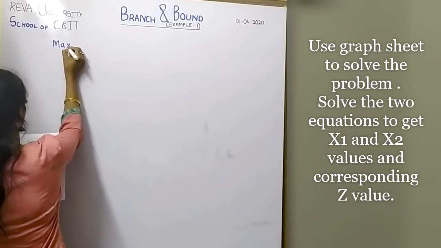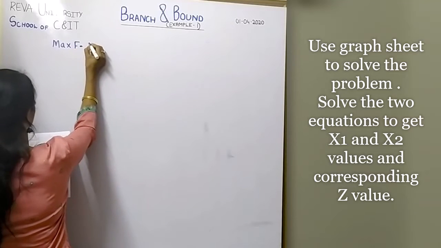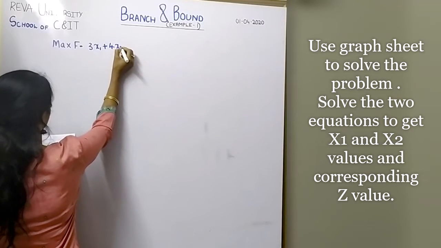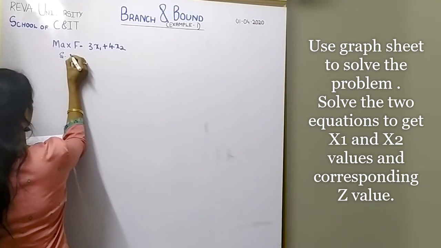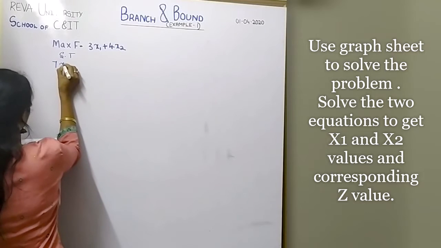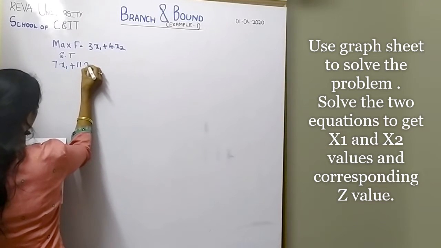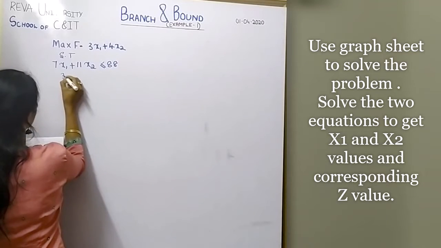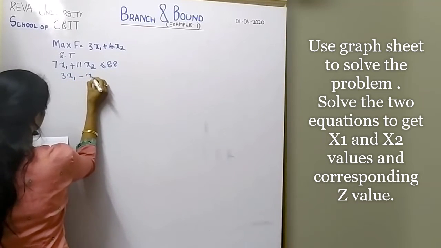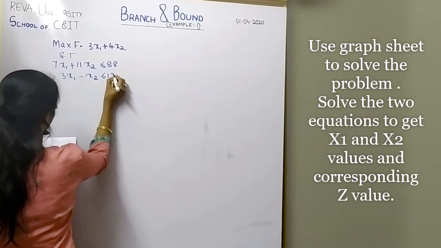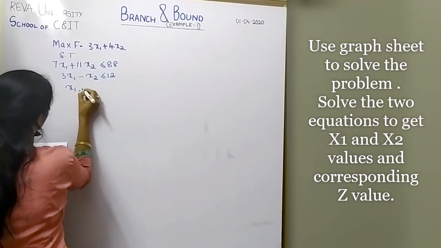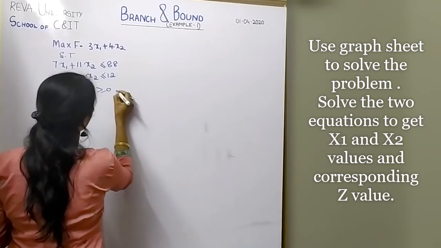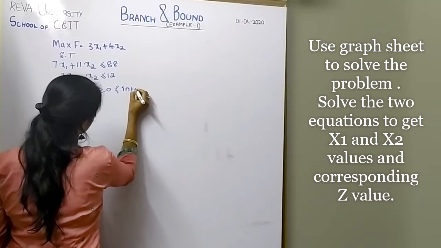Max f is equal to 3x1 plus 4x2, subject to the constraints 7x1 plus 11x2 less than or equal to 88, 3x1 minus x2 less than or equal to 12, and x1 and x2 should be greater than or equal to 0 and are integers.